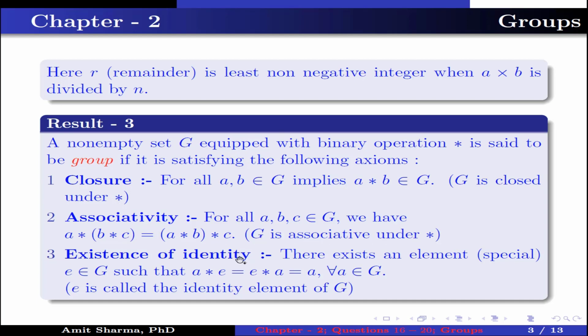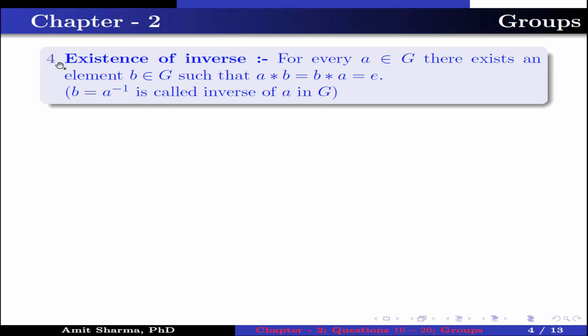Number 3, existence of identity: there exists an element e belongs to G such that a star e equal to e star a equal to a for all a belongs to G. Here e is called the identity element of G. Number 4, existence of inverse: for every a belongs to G, there exists an element b belongs to G such that a star b equal to b star a equal to identity. Here b is called the inverse of a in G.